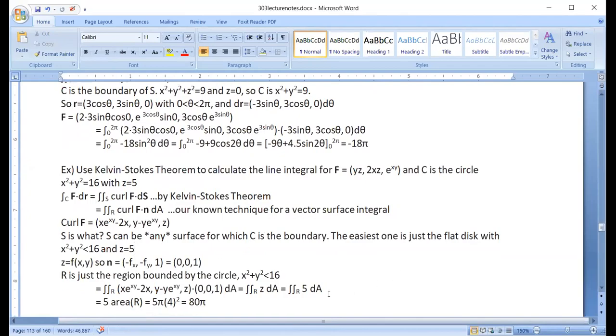So in this case, because we wound up with the double integral of dA, we just know it's the area. And then multiply by 5. So this winds up being a case where using Kelvin-Stokes theorem is actually a super duper shortcut that gives us something very, very easy to calculate.